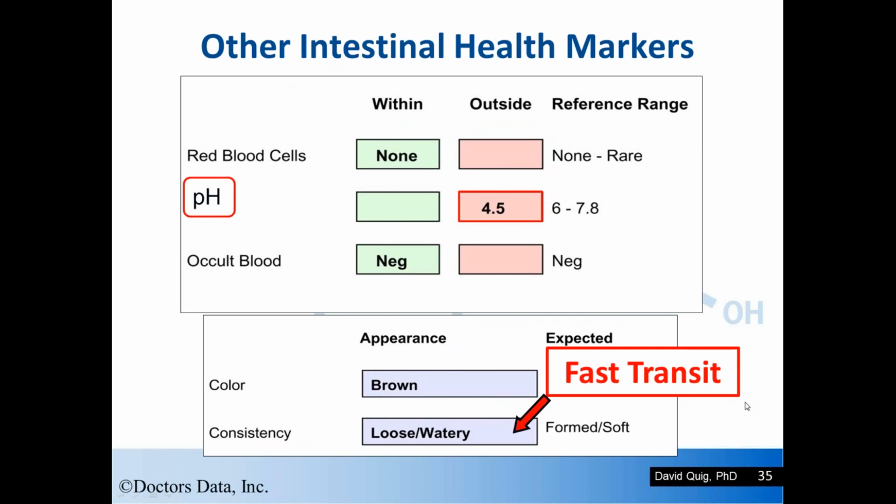Other intestinal health biomarkers, of course: red blood cells would indicate active bleeding in the lower bowel. That could just be associated with straining and hemorrhoids, but also look at occult blood, which is associated with oxidized hemoglobin, that occurs due to bleeding in the upper bowel. So quite different red cells than occult blood.